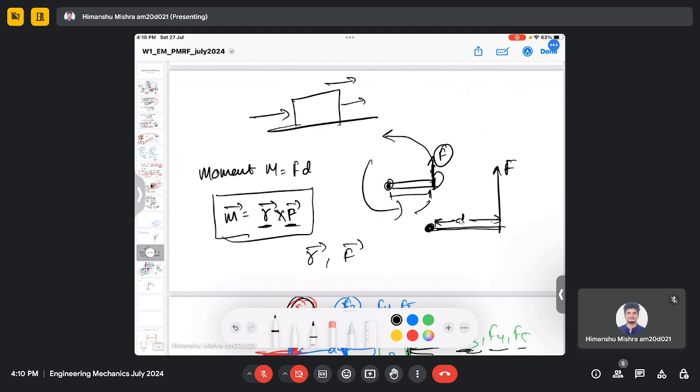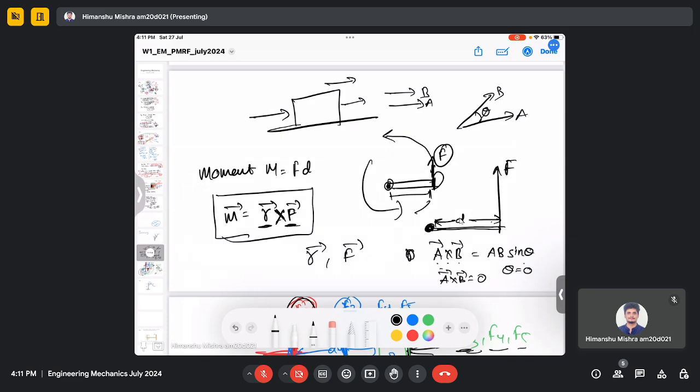But since you are taking the cross product, what happens? From the mathematics that you have learned in school and in your first year, the cross product between two vectors, let's say a and b, is defined by ab sine theta. Theta is the angle between these two vectors a and b. So if this is my a, this is my b, and this is theta, and my vector a and vector b are parallel to each other, this theta will be zero, so the cross product will be zero, right?